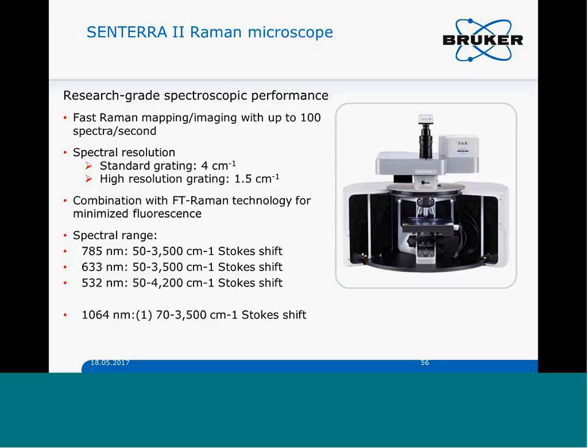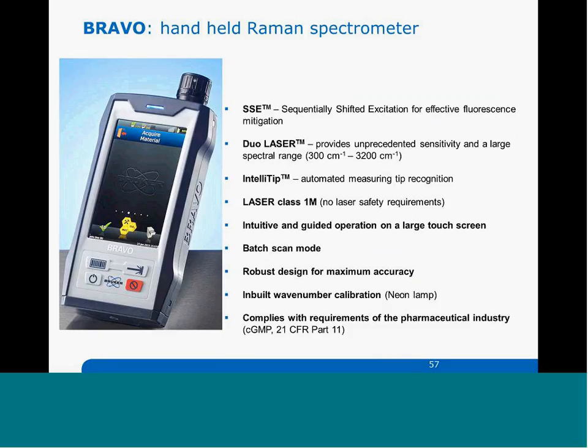For this reason, multi-laser systems are very popular in Raman, and the Centaur 2 microscope can combine several lasers. And that's what kind of lasers are available on the system and what the spectral range will be for the different lasers.